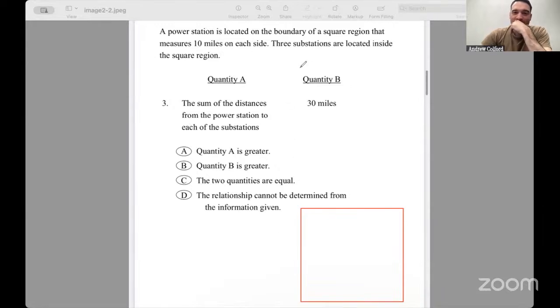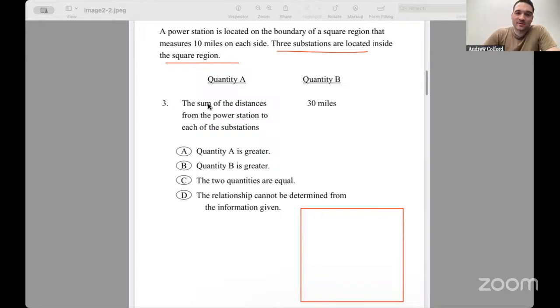3 substations are located inside the square region. That's pretty vague, right? The 3 substations could be here, here, and here. They could be here, here, and here. They could be here, here, here, right? They could be anywhere as long as they are inside the square.